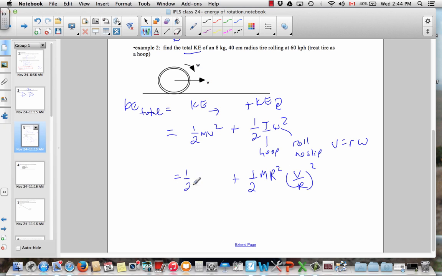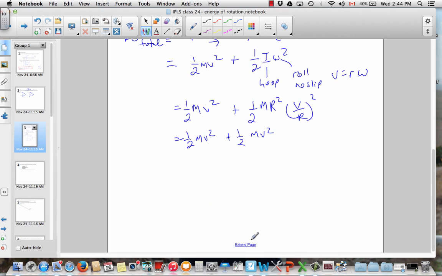We still have the translational energy. I'm making sure that I use the same m because it's the mass of the object. When you simplify this, you get 1/2 mv squared plus 1/2 mv squared. And using the lost art of fractions, a half of something plus a half of something is the whole. And so we see that the total kinetic energy is just mv squared, and that there's an equal part translation and rotation in this case.